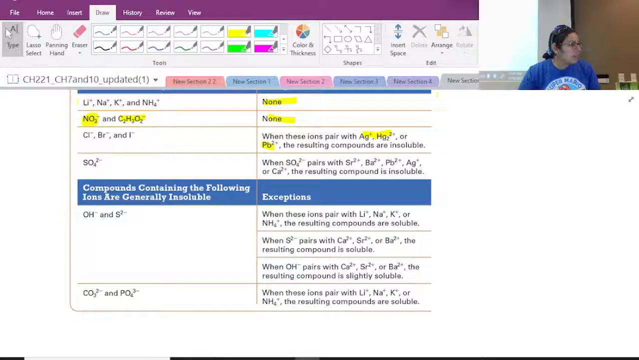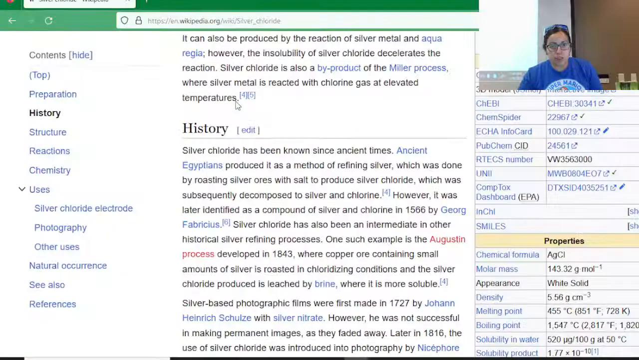Let's talk about where we're going to go, and why some of these rules seem ambiguous. You could find discrepancies. This also says you have sulfate with strontium, barium, lead, silver, and calcium, but sometimes you see calcium is slightly soluble, and there are all these slightlys, and if you find a different chart, it may not agree. Why is that? That's because we're going to take a deeper look later.